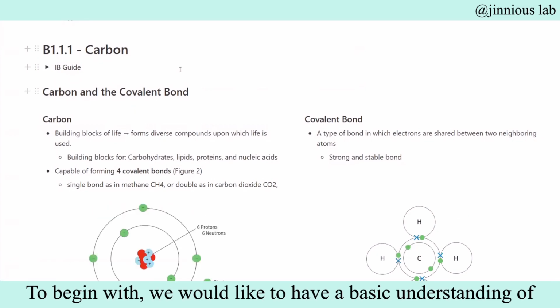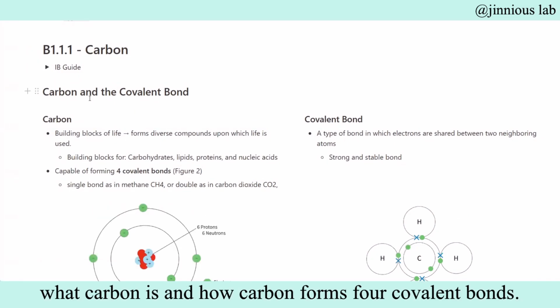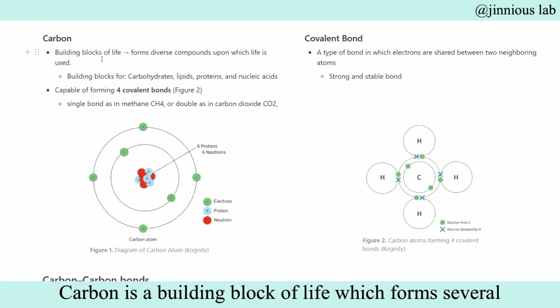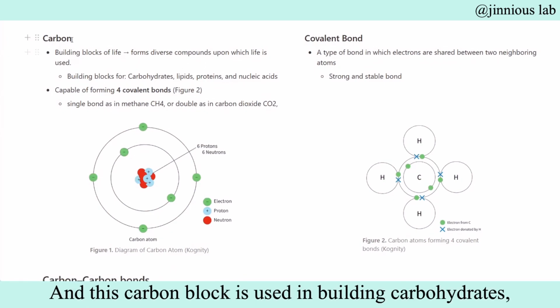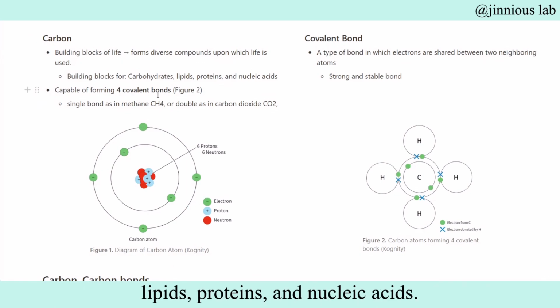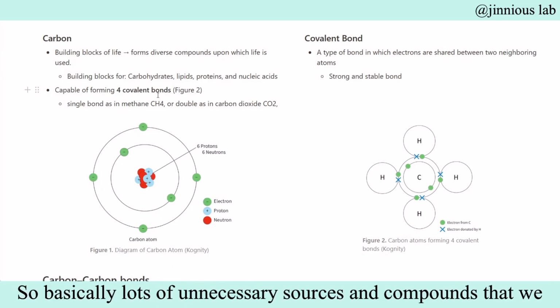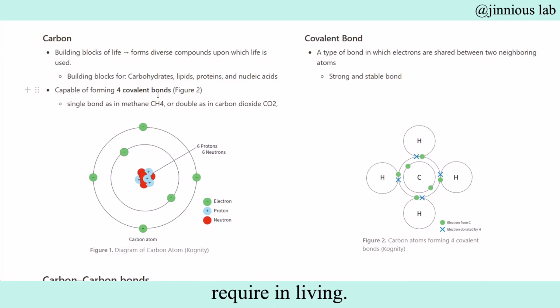To begin with, we would like to have a basic understanding of what carbon is and how carbon forms four covalent bonds. Carbon is the building block of life, which forms diverse compounds upon which life is used. This carbon block is used in building carbohydrates, lipids, proteins, and nucleic acids. So basically, lots of the necessary sources and compounds that we require in living.